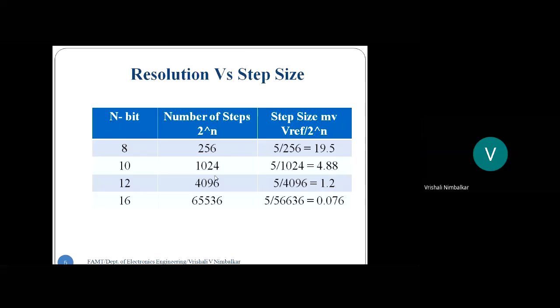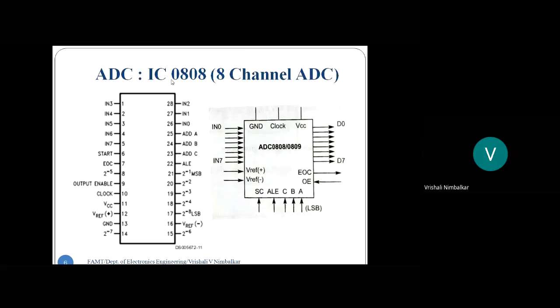Now the next. We are going to look into one particular ADC, 0808. Another most widely used is the 0804 ADC. We will look into 0808, which is an 8-bit, 8-channel ADC. 8-bit means the digital output is of 8 binary bits. And 8 channel means it has 8 analog inputs.